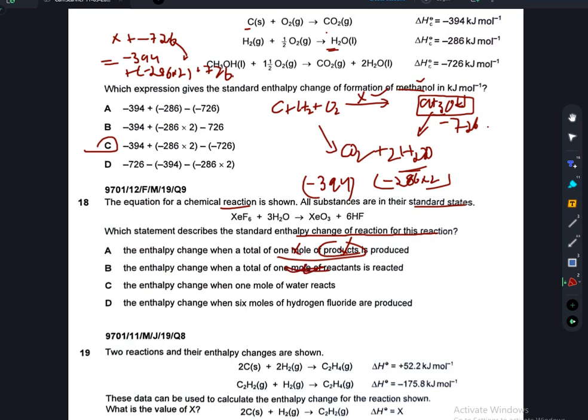1 mole of reactants, no. When 1 mole of water reacts, no. When 6 moles of HF are formed, obviously it means 1 mole of xenon trioxide is formed. So D is your right answer.